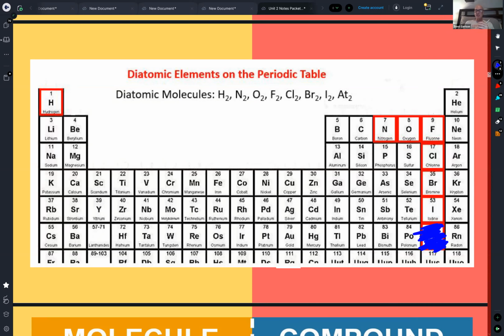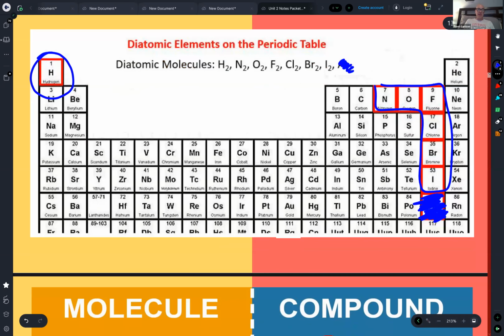We don't associate astatine with this. So notice 6 of them are all together over here on the right, and it points to the one additional one over here on the left, hydrogen. We will learn why these form diatomic molecules at some point. Not right now. I'm not worried about that. All I'm worried about you doing is being able to remember, to recall what the 7 diatomic elements are.